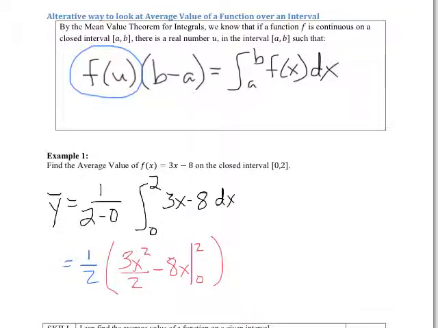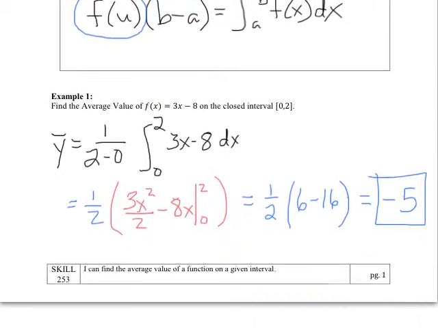Then we plug in those numbers and see what we get. This is equal to 1/2 of 6 minus 16 minus 0. 6 minus 16 is negative 10, times 1/2. So we have an average function value of negative 5.